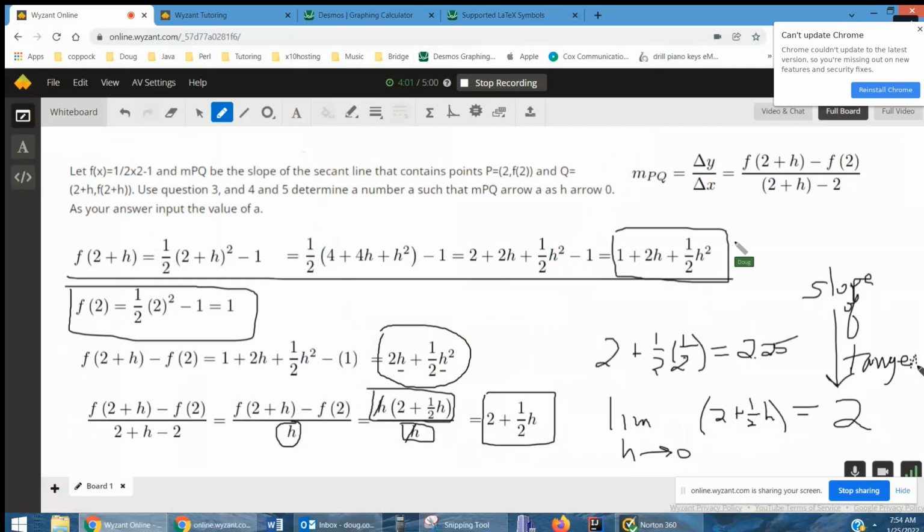At the point (2, 1). Okay, and this expression right here is called the derivative of the original function. Okay, there you go. Hope that helped.